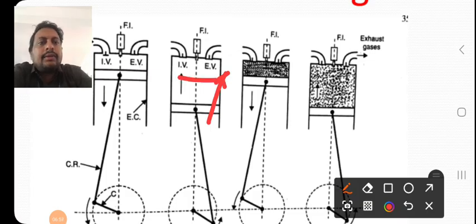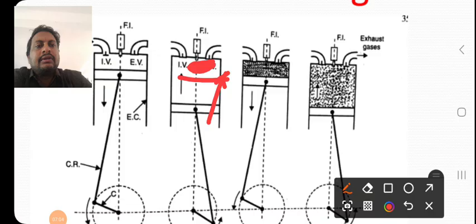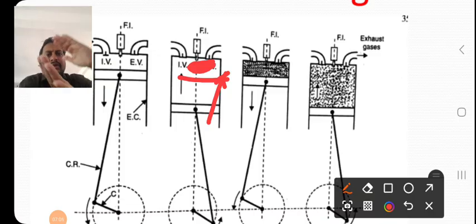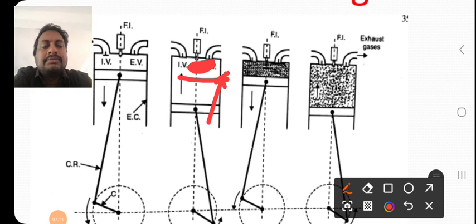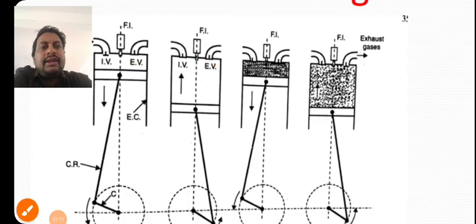Whatever pressure is inside the engine cylinder, the air will be compressed. That means temperature and pressure will go on increasing. At the end of the compression, we are giving the fuel. Fuel will be injected into the high temperature, highly pressurized air.